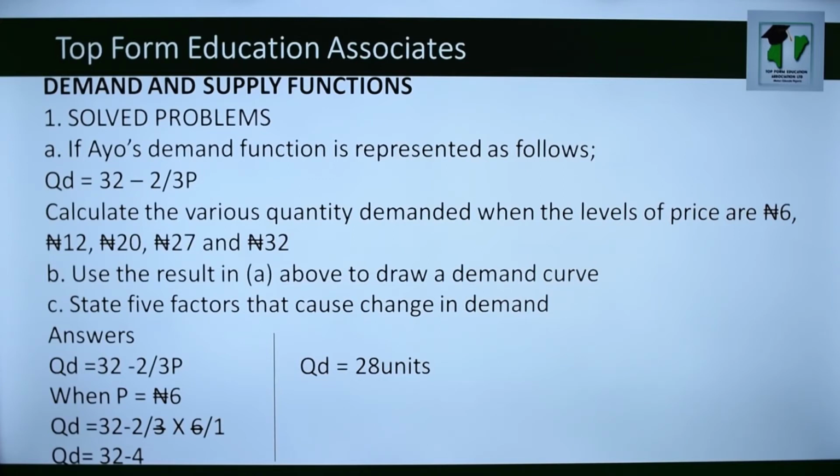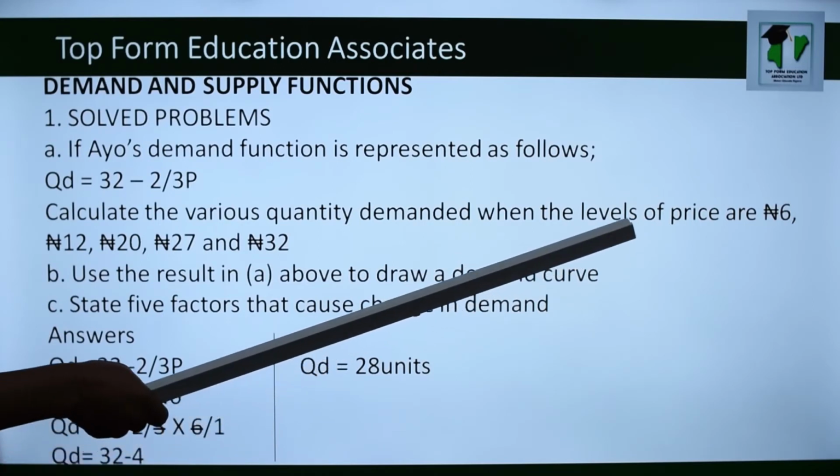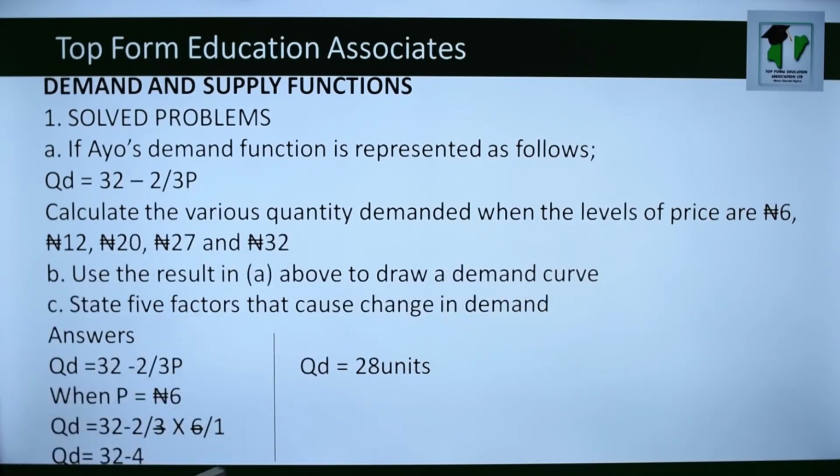Let's solve simple problems. Question 1 says, if IO's demand function is represented as follows: QD is equal to 32 minus 2/3P, where QD is quantity demanded, P is price. You are asked to calculate the various quantity demanded when the levels of price are 6 naira, 12 naira, 20 naira, 27 naira, and 32. Question B says, use the result in A above to draw a demand curve.